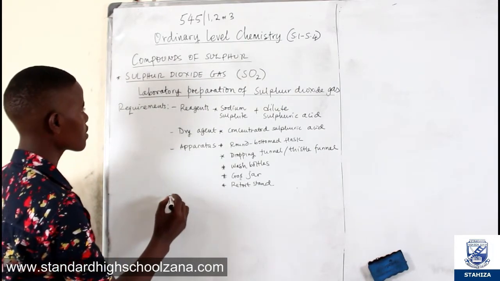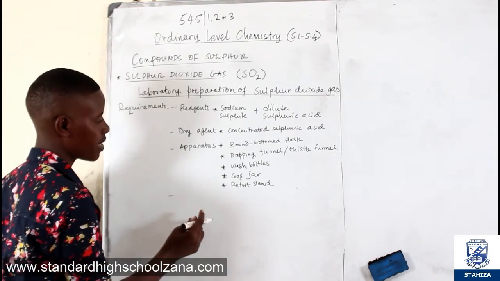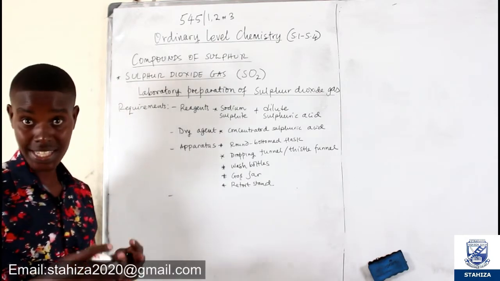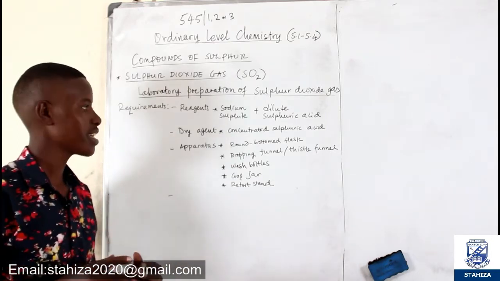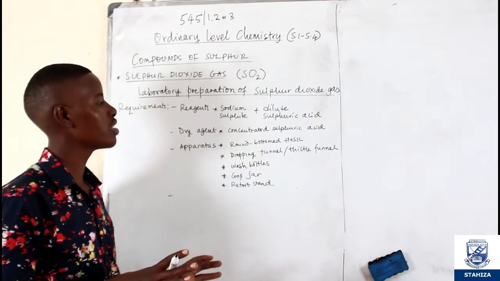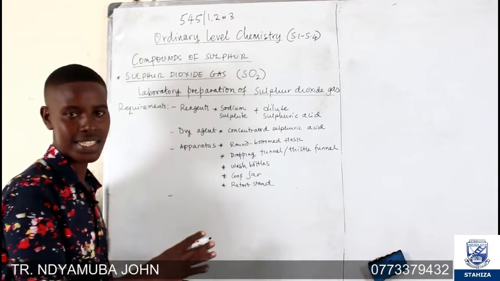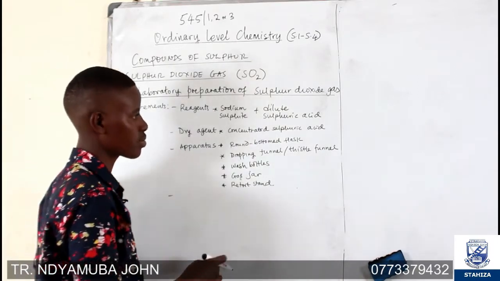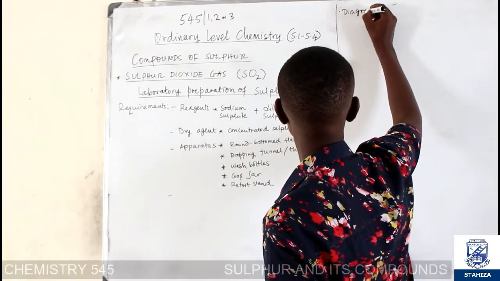Also, another requirement when we are looking at laboratory preparation, am I well equipped with balancing a chemical equation? Yes. If I react sodium sulfite and dilute sulfuric acid, what do I get? The products. Before you write the chemical equation, you should be knowing the products after reacting your reactants. What am I supposed to form? Then that takes us to what we call a diagram or illustration.